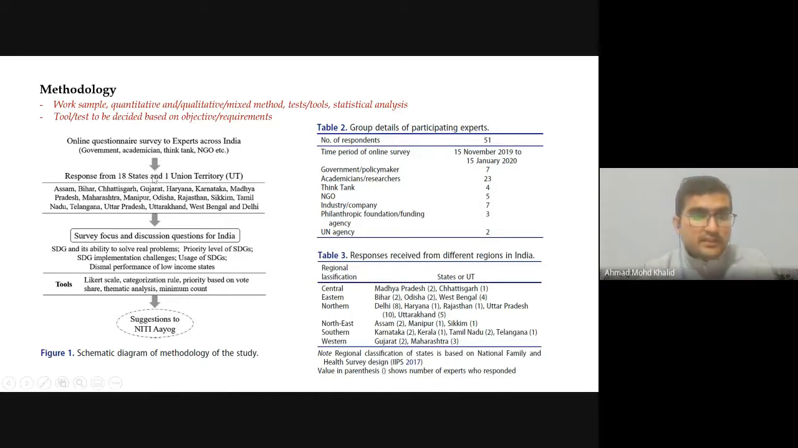Similarly, as I said, government officials, academicians, and think tanks were participants. So he also tabulates how many respondents there were. He conducted an online survey, and the author was able to get final answers from 51 respondents. Then he also details in the table that he conducted the survey between 15th November 2019 and 15th January 2020, so almost a year was taken for this survey.